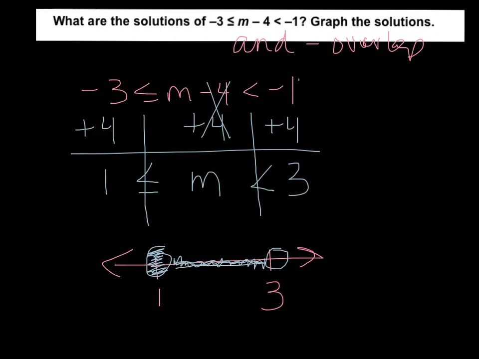Right. Interval notation, there's only one shaded area, and it goes from 1 to 3. 1 is equal here, so I'm going to go ahead and do my bracket. And then the 3 is open, so it's not equal to. Okay, so there's your interval notation and your graph.